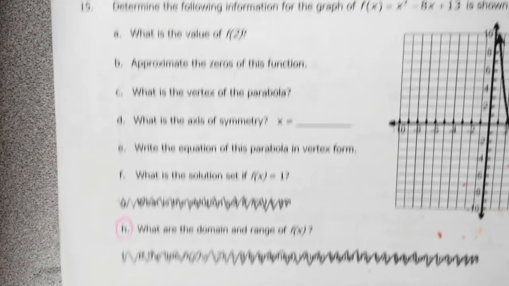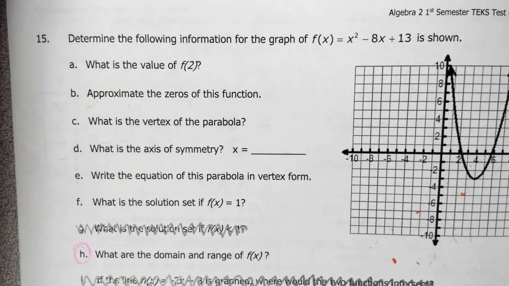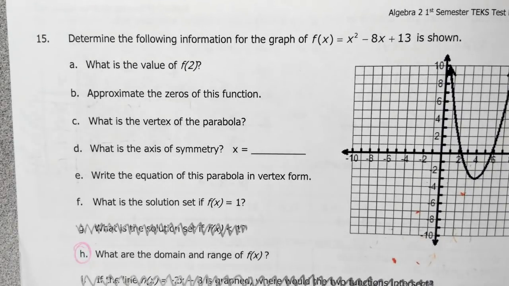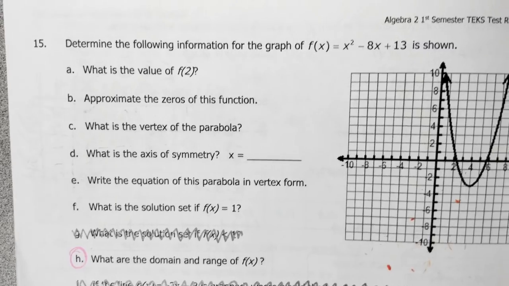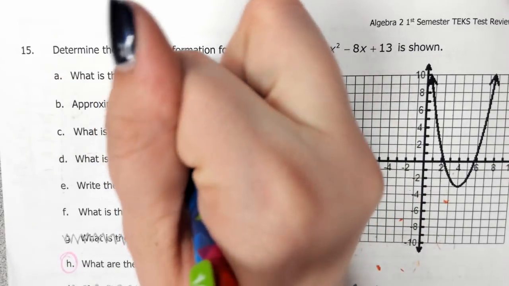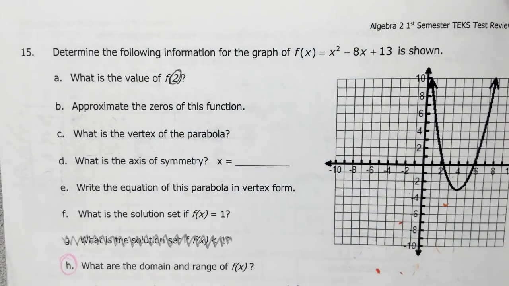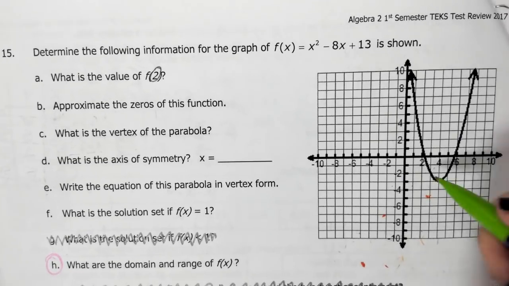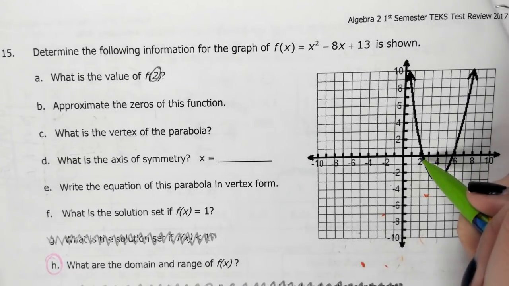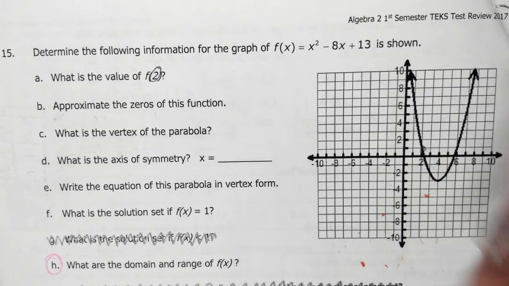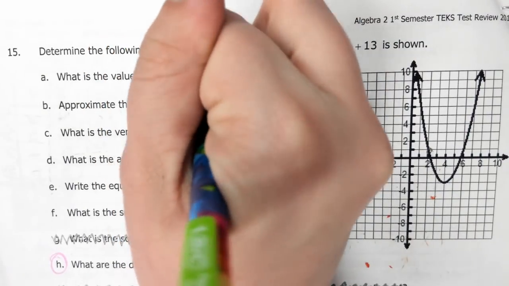All right, just a few more left. Number 15. It says determine the following information for the graph that's shown. And it says, what is the value of f of 2? Well, again, 2 is that number that's in the parentheses, so it's my x. I'm going where x is 2. And my answer is 1. So this is equal to 1.